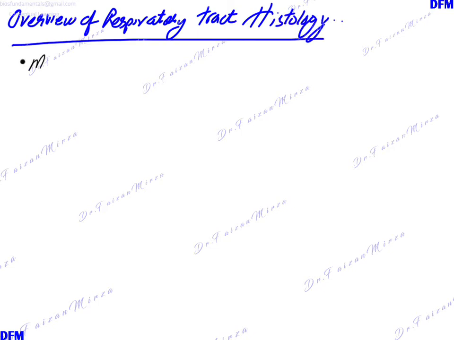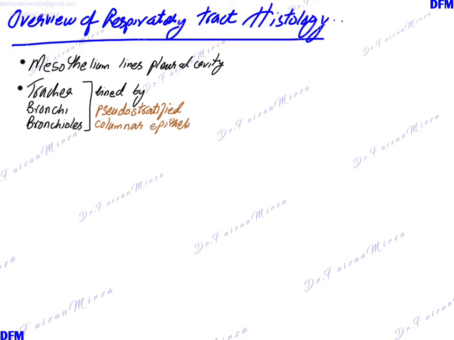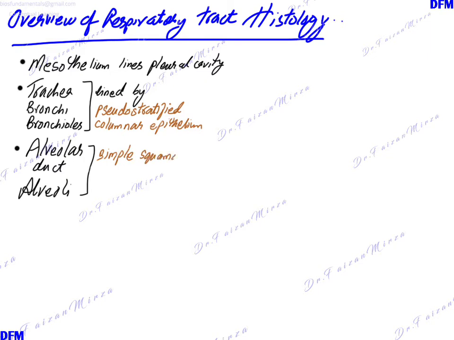Overview of the histology of your respiratory tract. Which tissues are present in your respiratory system? We have mesothelium, which lines the pleural cavity. Your trachea, your bronchi, and bronchioles are all lined by pseudostratified columnar epithelial cells. The alveoli and the alveolar duct have simple squamous epithelium.